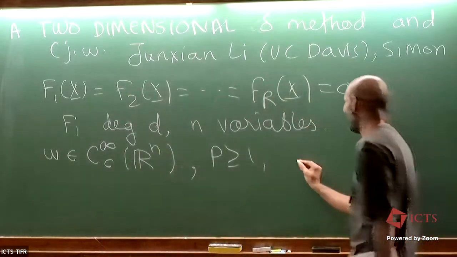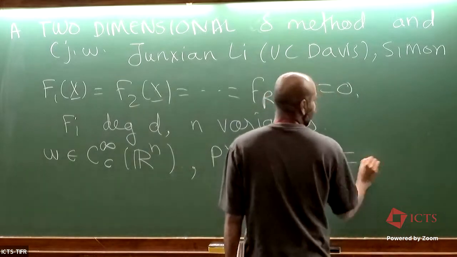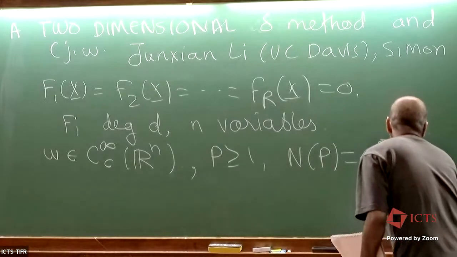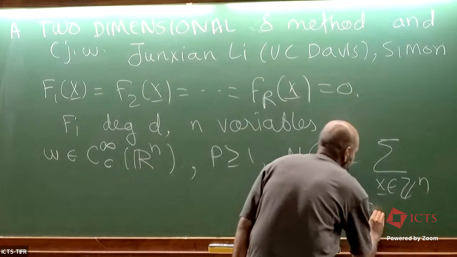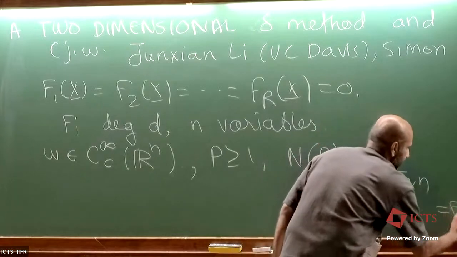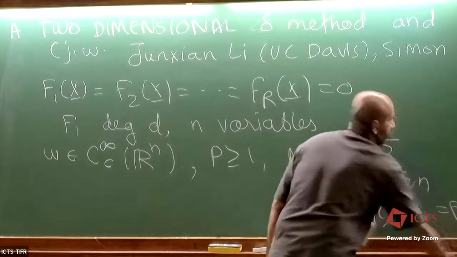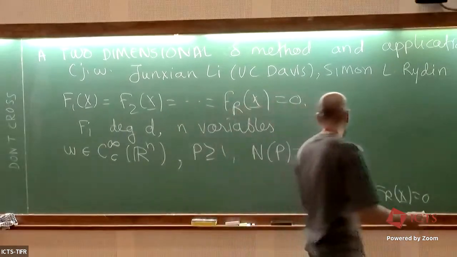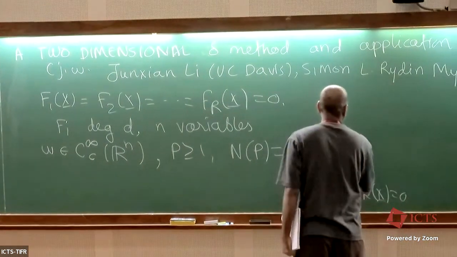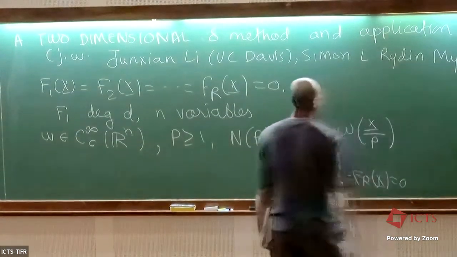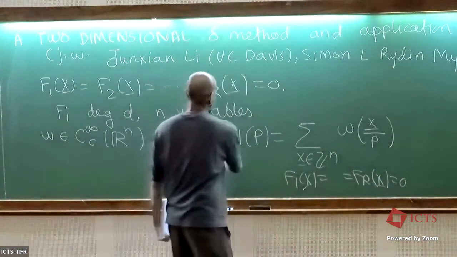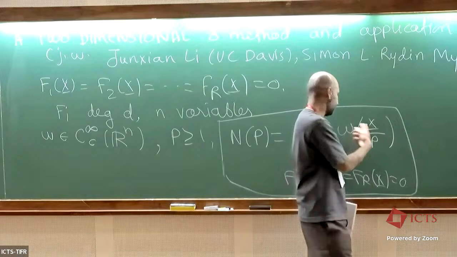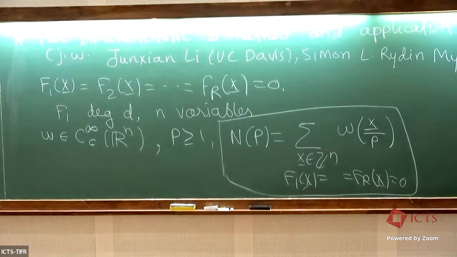That's also a standard one. So I'll define this counting function N(P) as the number of integer points which are simultaneous solutions of all these polynomials f_1, f_2, ..., f_R, and then I'm counting them in a box of expanding size P. That is captured in this weight function, omega of x over P.